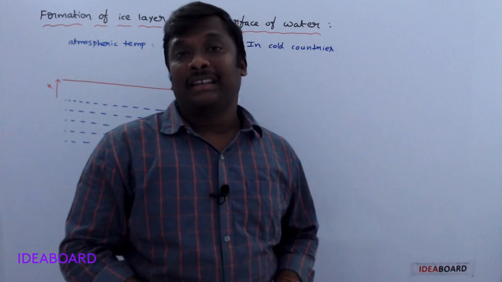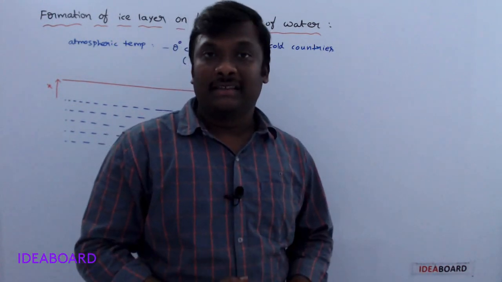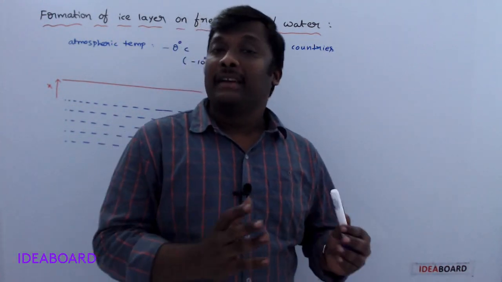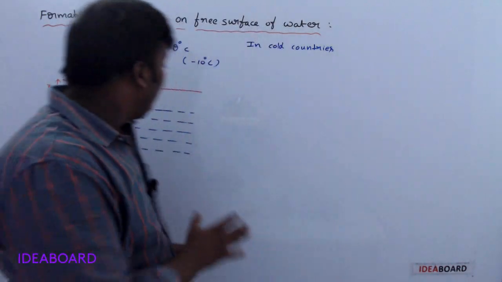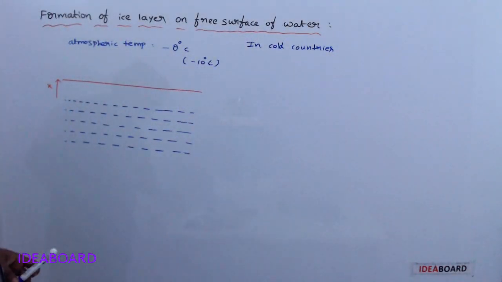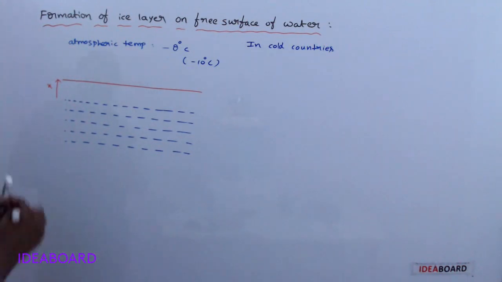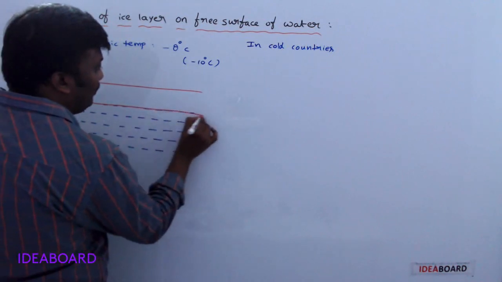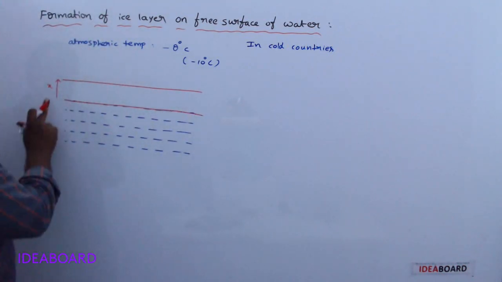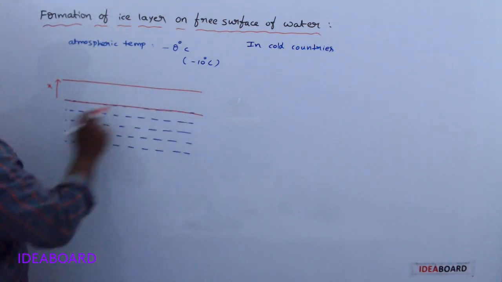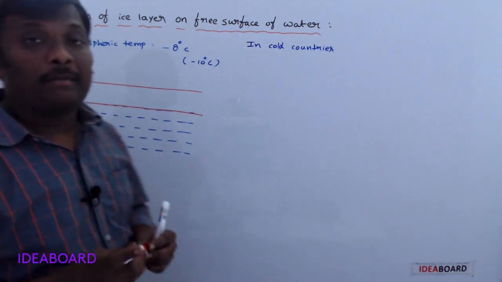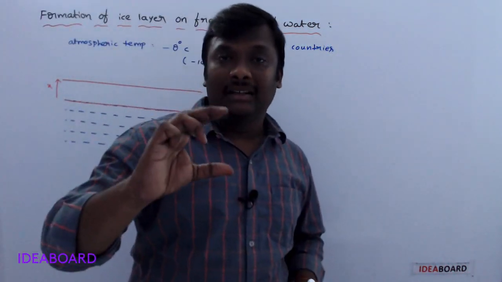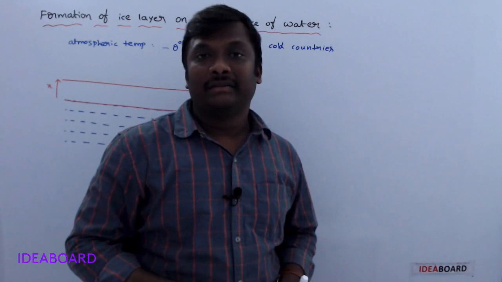Whenever the temperature is less than 0 degree Celsius, on lakes and ponds, on the surface we observe a thin layer of ice. This is the thickness of ice. Let it be x. For understanding purposes only we draw it like that, but it is very thin.